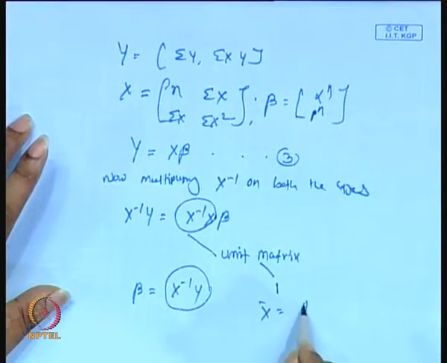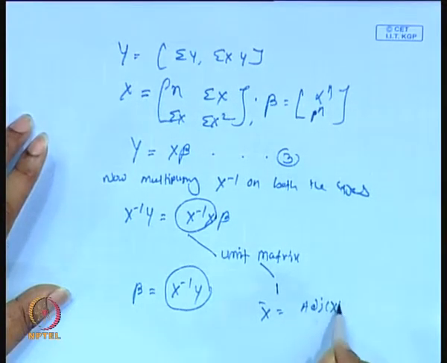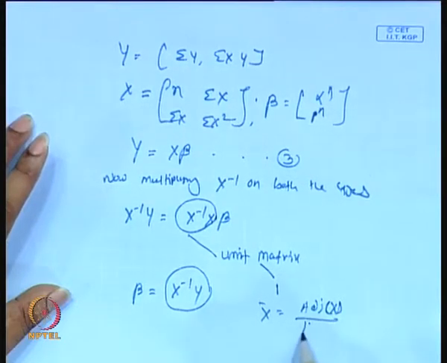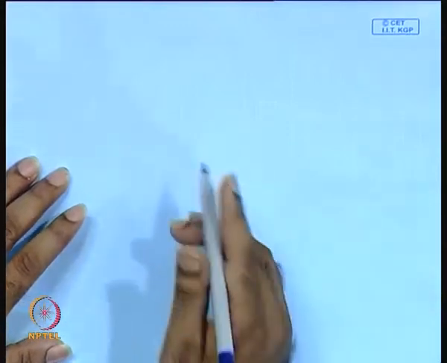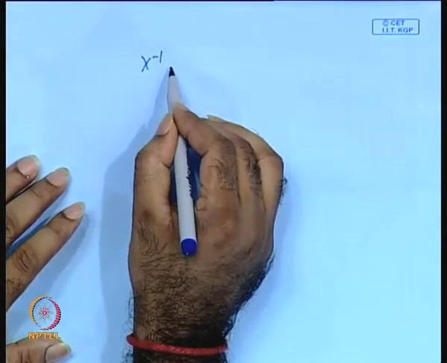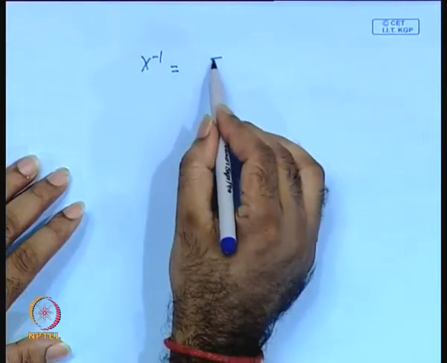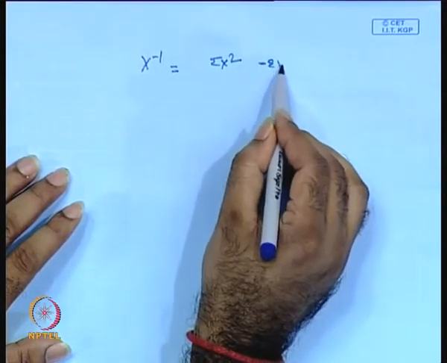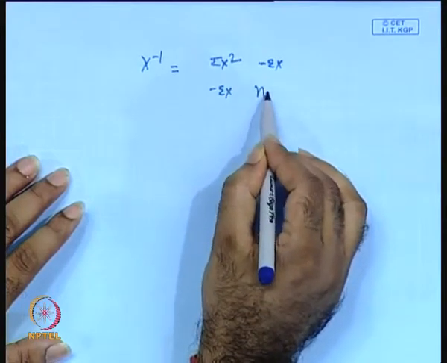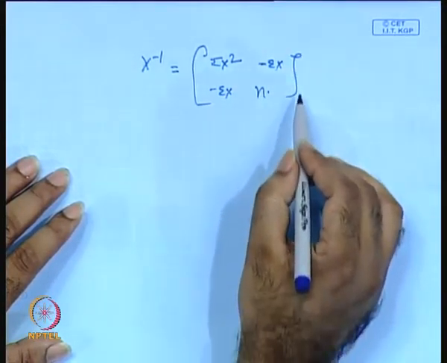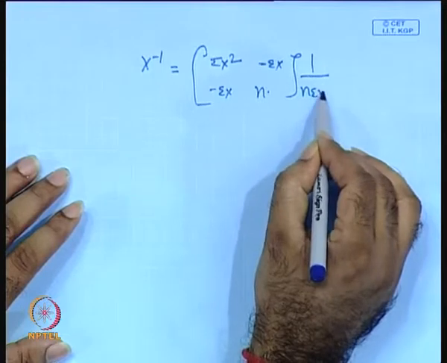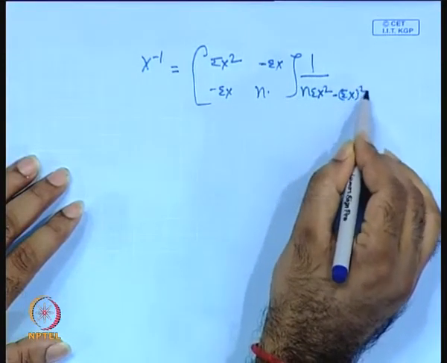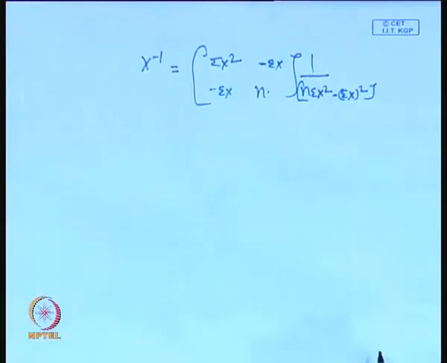X inverse equals adjoint of X divided by mod X. If we put it in different structures, X inverse is represented as summation x squares, minus summation x, then minus summation x, then n. So this is adjoint X divided by mod X, which is nothing but n summation x squares minus sum x whole squared. This is the entire value of X inverse.